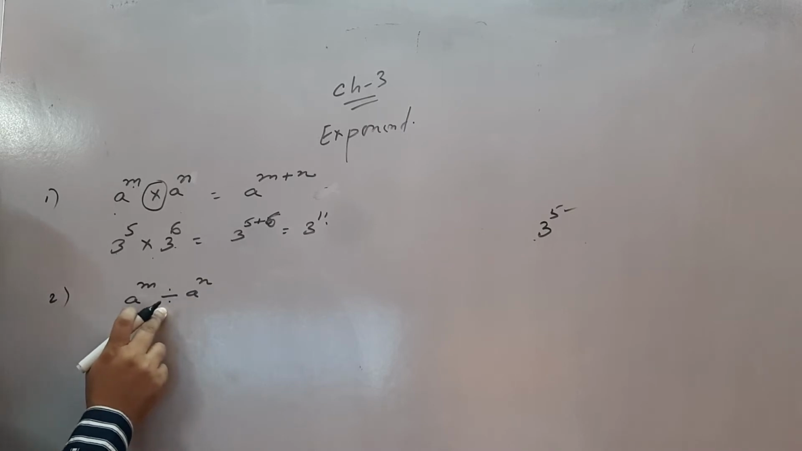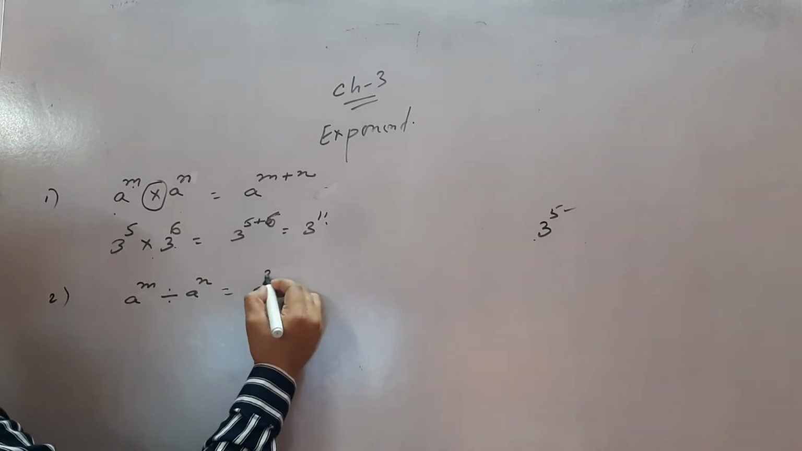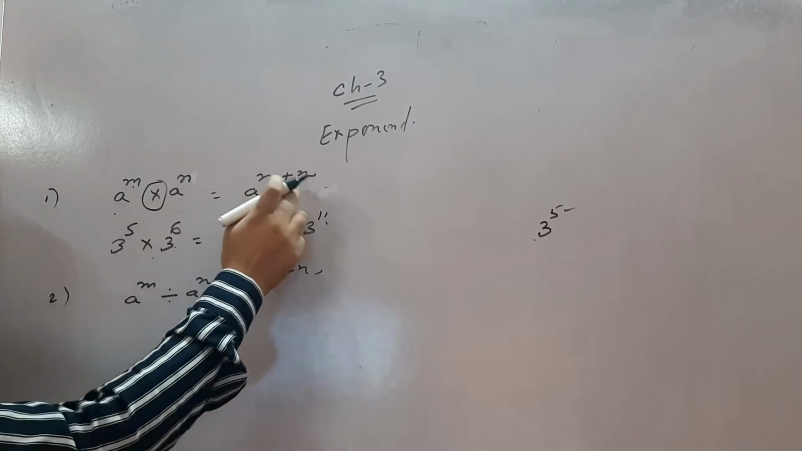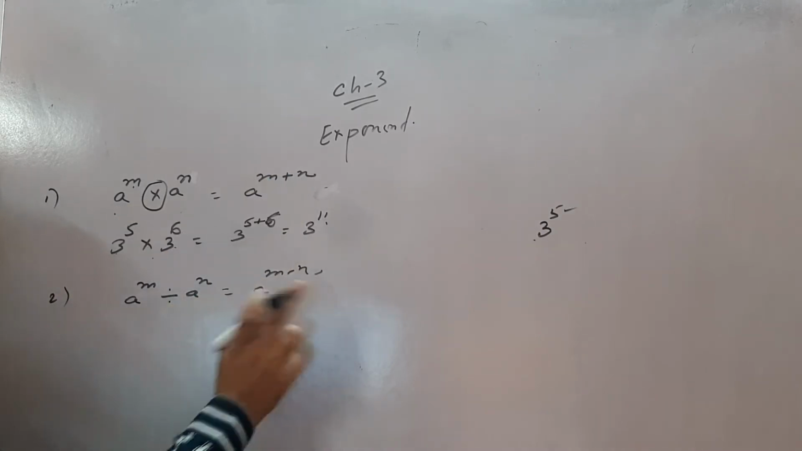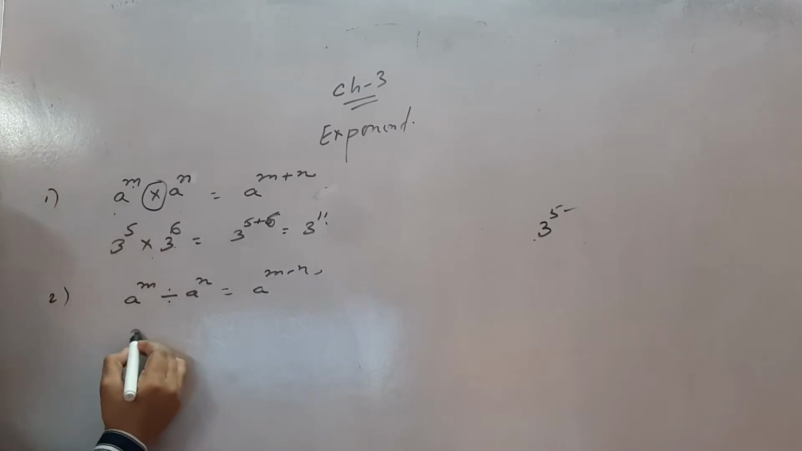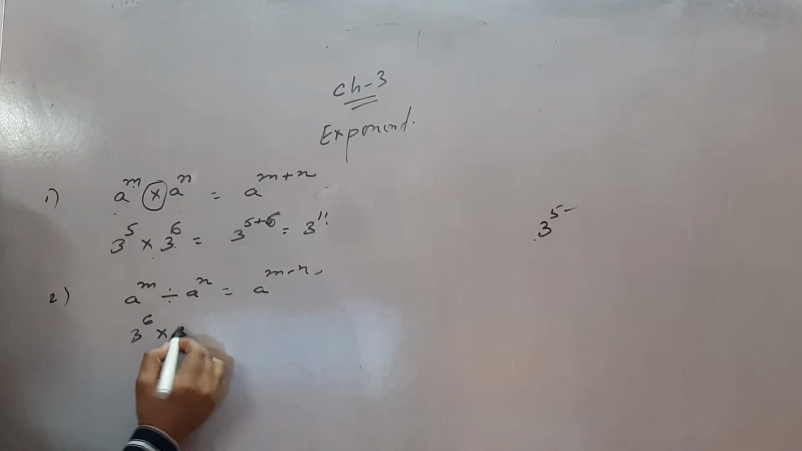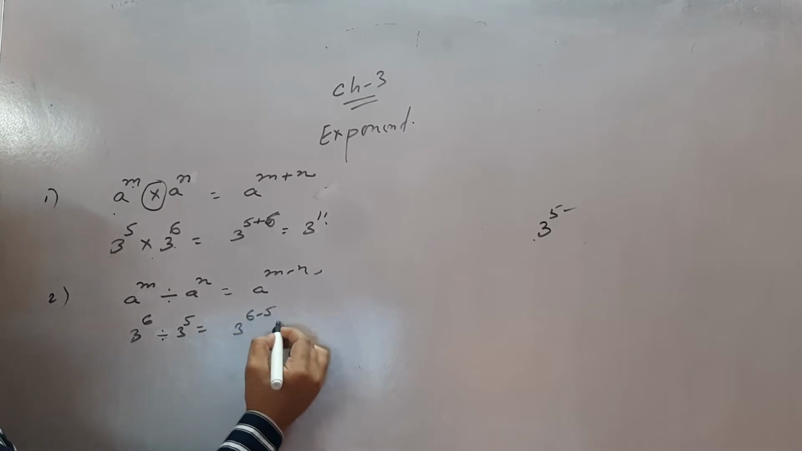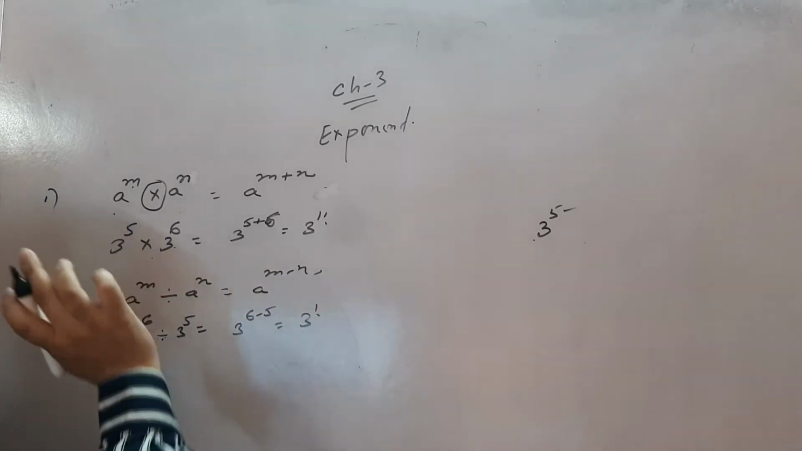Number 2, a to the power m divided by a to the power n: same base, different exponent, but the sign is division, so minus. When multiplying, powers add; when dividing, powers subtract. For example, 3 to the power 6 divided by 3 to the power 5 is 3 to the power 6 minus 5, that is 3 to the power 1.